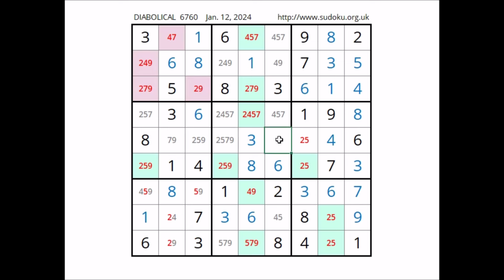Look, in this place can be 1. Cannot be 2, cannot be 3, cannot be 4. In this place can be 5. Cannot be 6. Can be 7. Cannot be 8. We have 8 in this sector, and in this place can be number 9. 1, 5, 7, and 9, the options of this place.